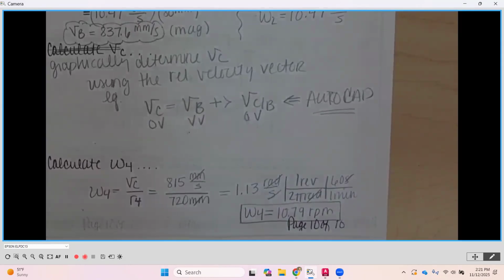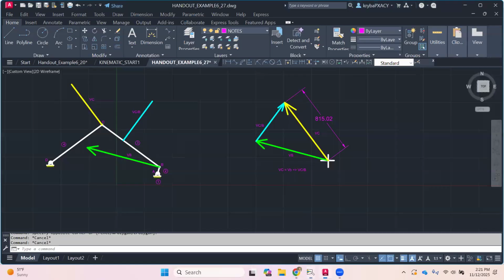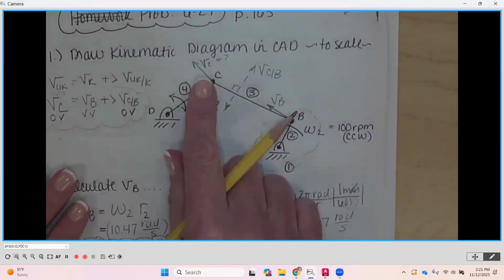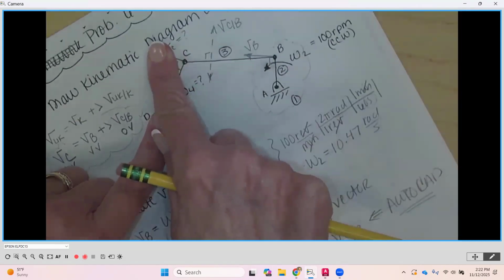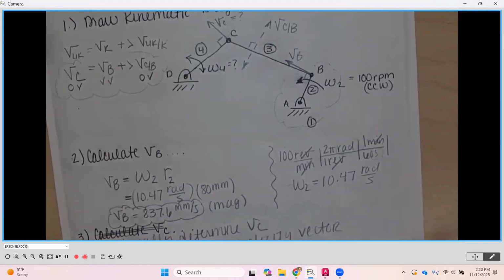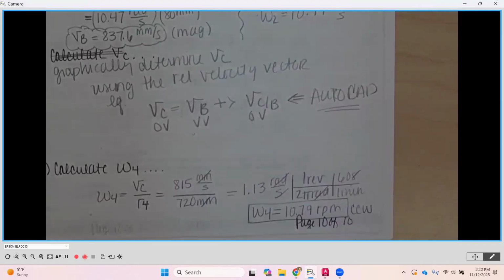It's not fully defined yet. We still need direction. So this is the magnitude of W4. What's its direction? If we confirmed that the velocity of C is going up and to the left, that's what we assumed up here. So if it's going up and to the left, and I put my finger at D and I pull in that direction, what is the direction of W4? Clockwise or counterclockwise? Yes, so make sure back here you put counterclockwise, because we need direction of rotation there as well.